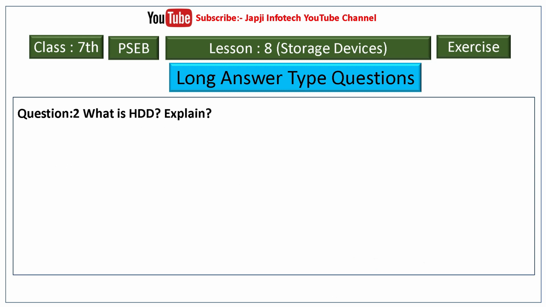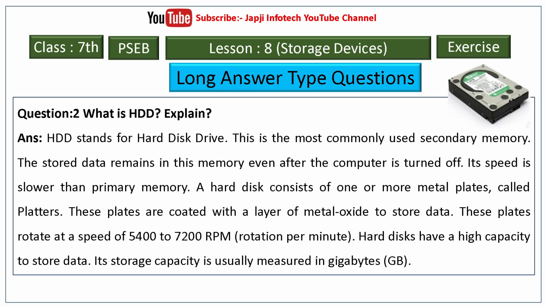And second question is, what is HDD? Explain. And the answer is HDD stands for hard disk drive. This is the most commonly used secondary memory. The stored data remains in this memory even after the computer is turned off. Its speed is slower than primary memory. A hard disk consists of one or more metal plates called platters. These plates are coated with a layer of metal oxide to store data. These plates rotate at a speed of 5400 to 7200 RPM, rotations per minute. So hard disks have a high capacity to store data. Its storage capacity is usually measured in gigabytes.